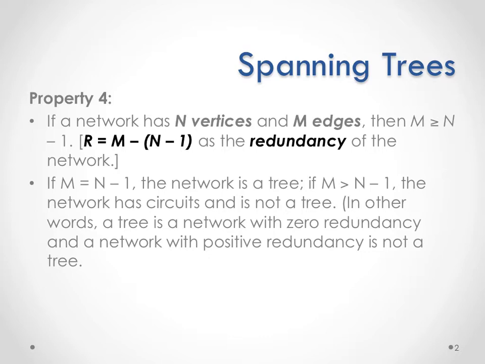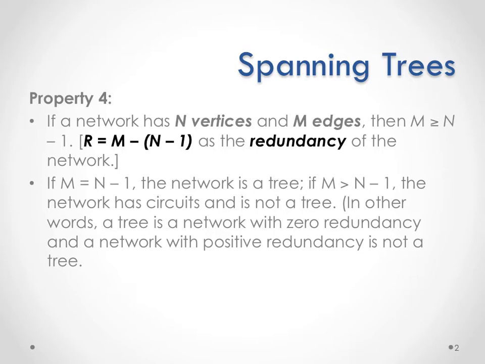Now here's property 4. Property 4 deals with redundancy. If you think about redundancy, it has to do with anything extra. If you had a third arm, that third arm would be redundant because you can do everything with your two arms. So a redundancy is something that is extra in your graph.